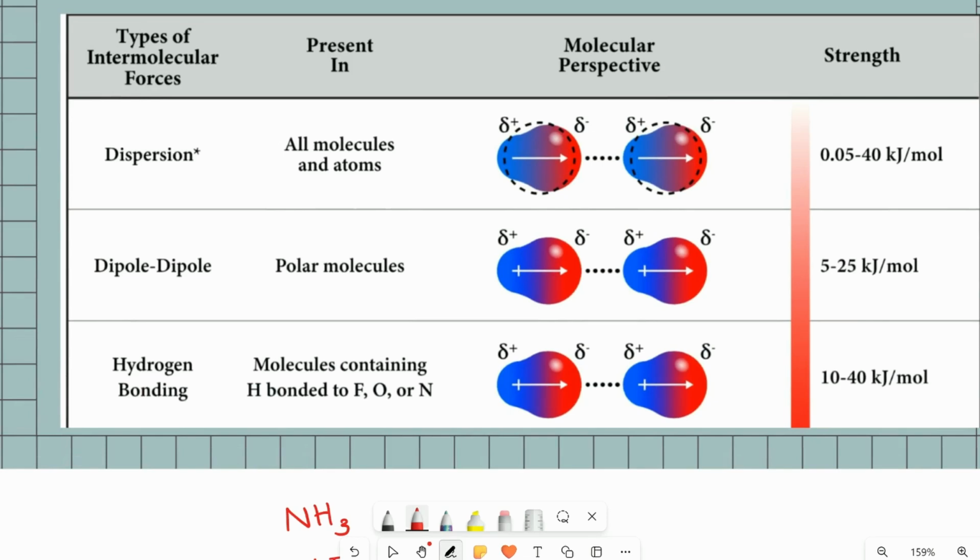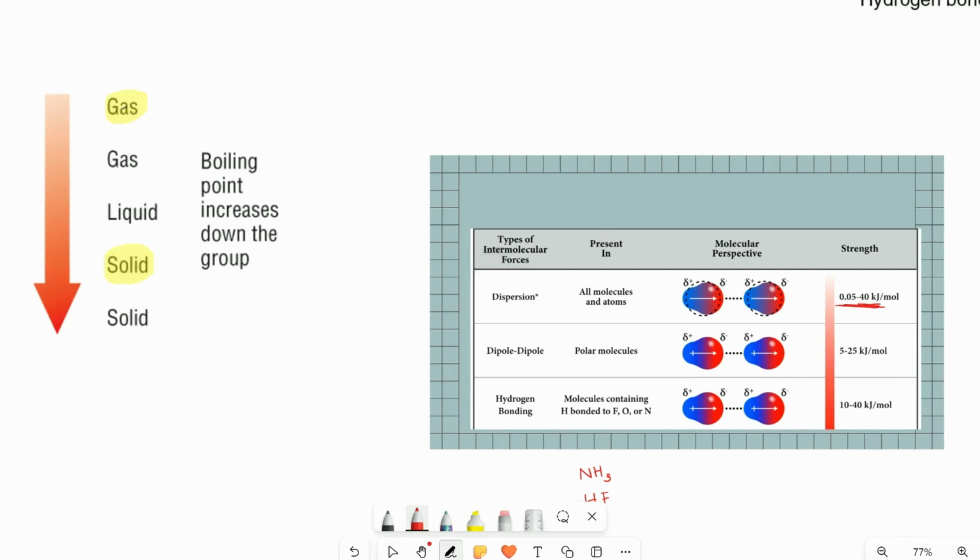And you can see also, again, dispersion forces, although they're the weakest, can actually be quite strong. So you can see the strength can accumulate. The more electrons you have, the stronger your dispersion forces. Again, dispersion exists in all molecules and atoms. Dipole-dipole exists only in polar molecules, so molecules where the atoms have a difference in polarity and the shape is not symmetrical. And hydrogen bonding exists in molecules containing H bonded to a very electronegative atom. All right, so that's a quick recap and discussion of intermolecular forces.